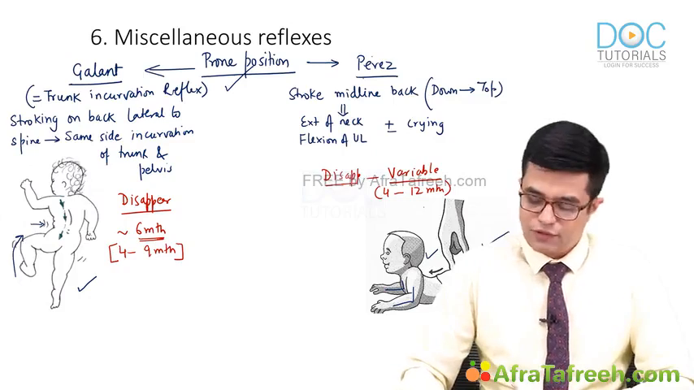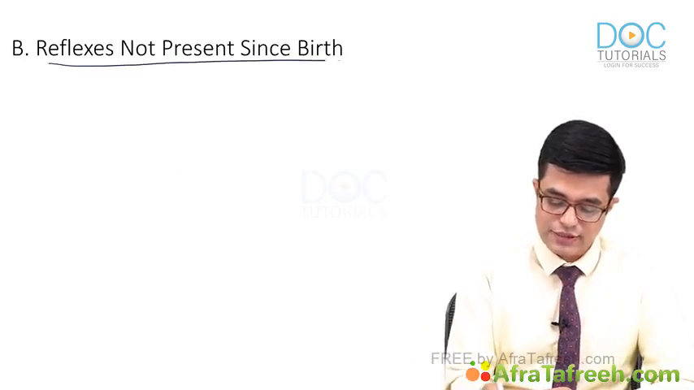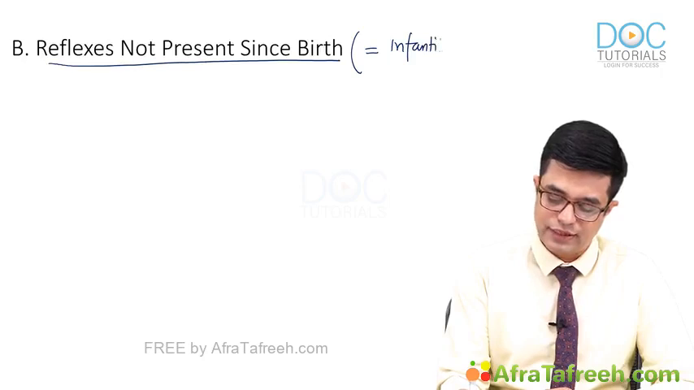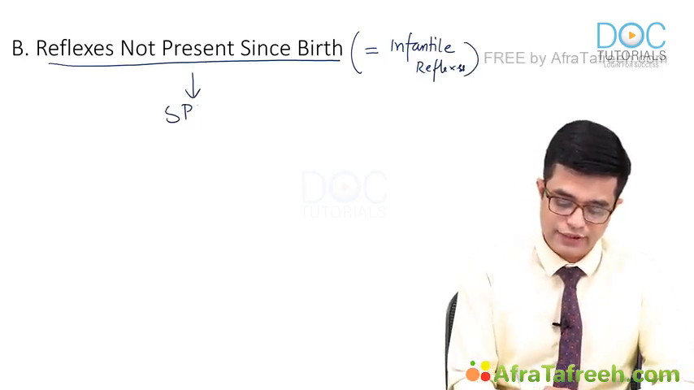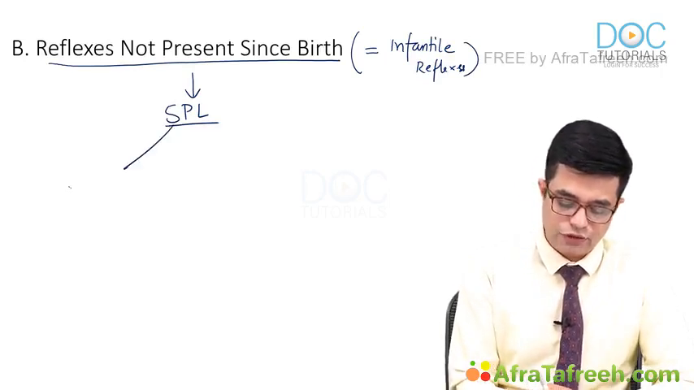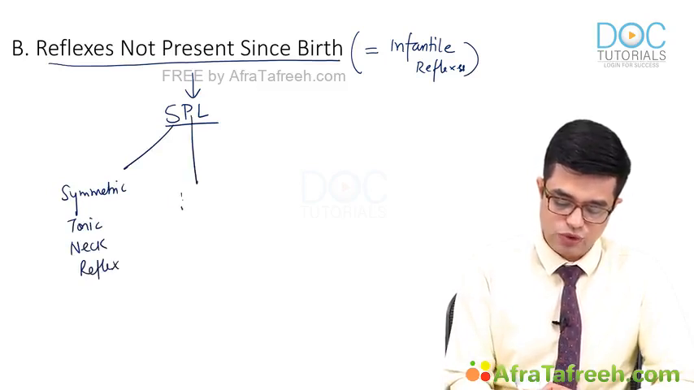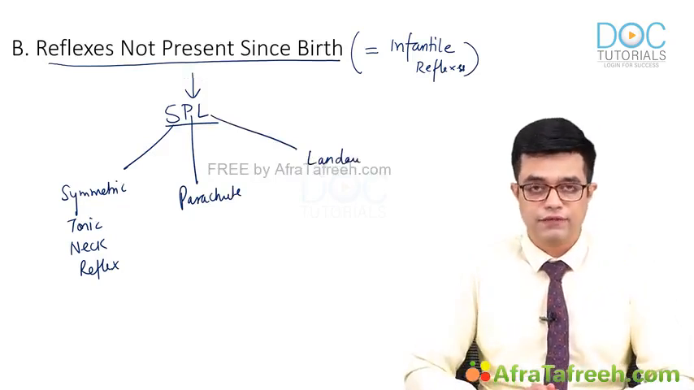After talking about these reflexes, we move towards reflexes which are not present since birth. There are 3 reflexes which are not present since birth, and so they are more accurately called as infantile reflexes rather than neonatal reflexes. So, there are 3 reflexes that you need to remember which are not present since birth in a term child. The mnemonic for that is SPL. S stands for symmetric tonic neck reflex. P stands for parachute reflex, and L stands for Landau reflex.